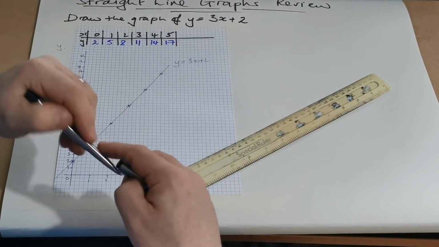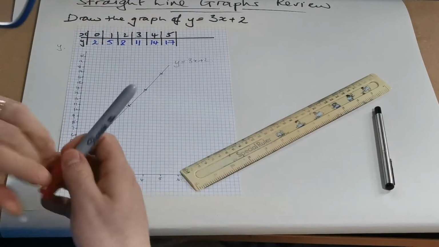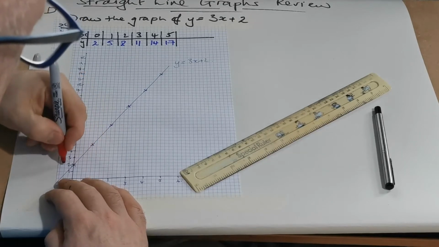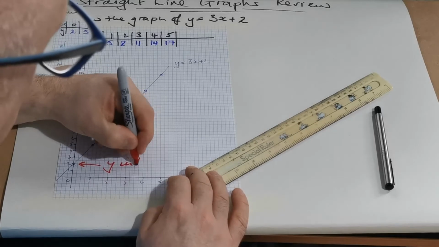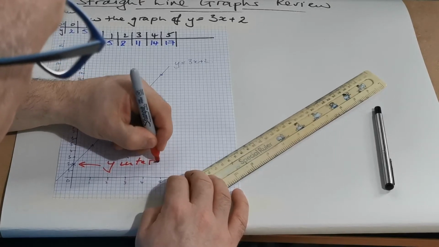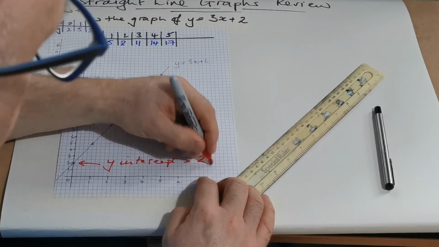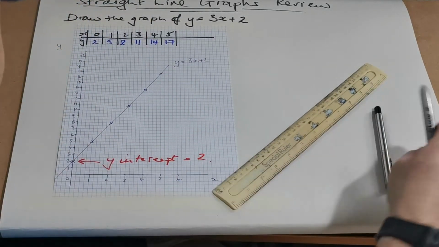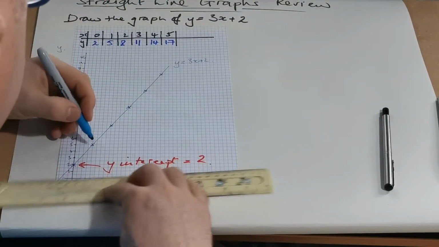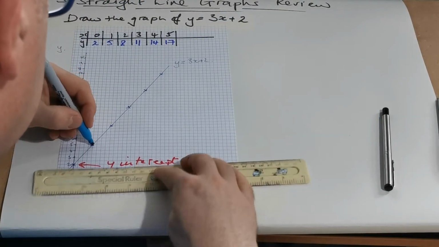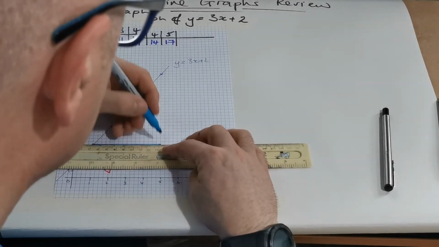Now there's a couple of things to think about. First of all, this point here, the y-intercept, and that is 2. Okay, nothing unusual about that. But let's have a look at the gradient. Let me go from here to here.